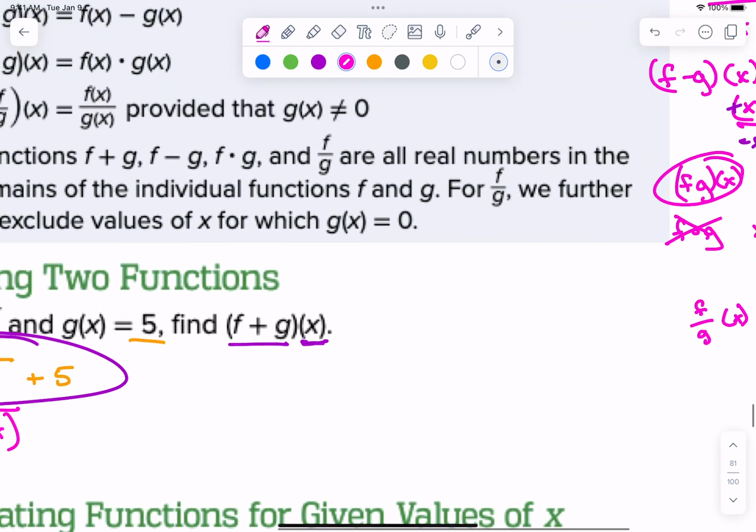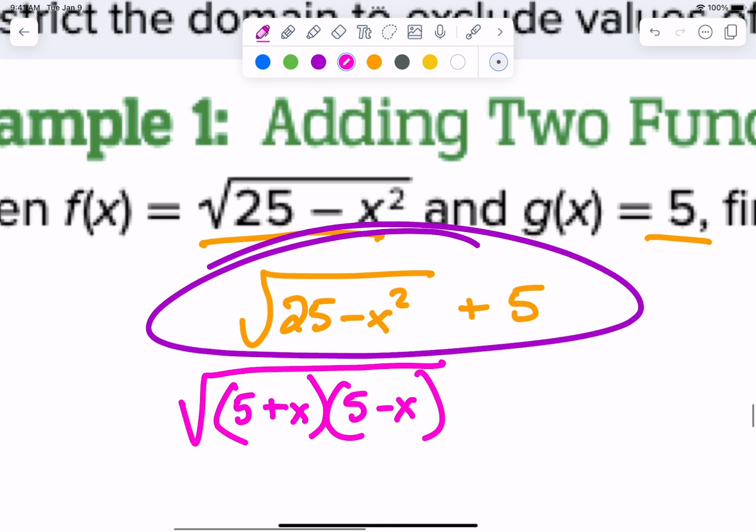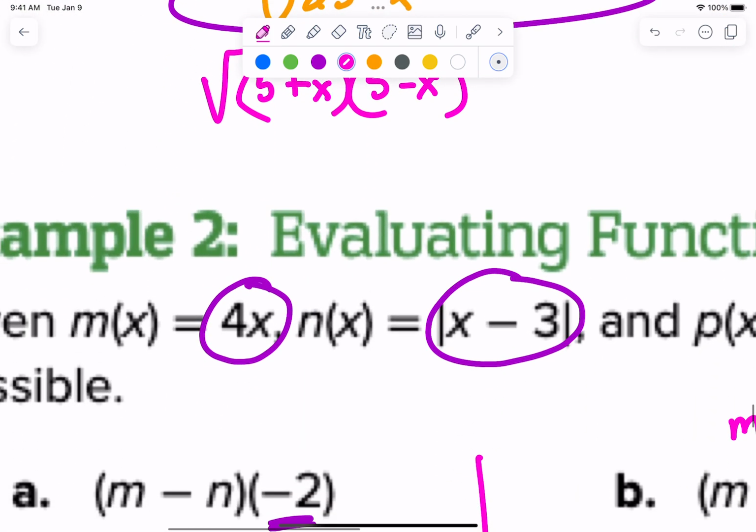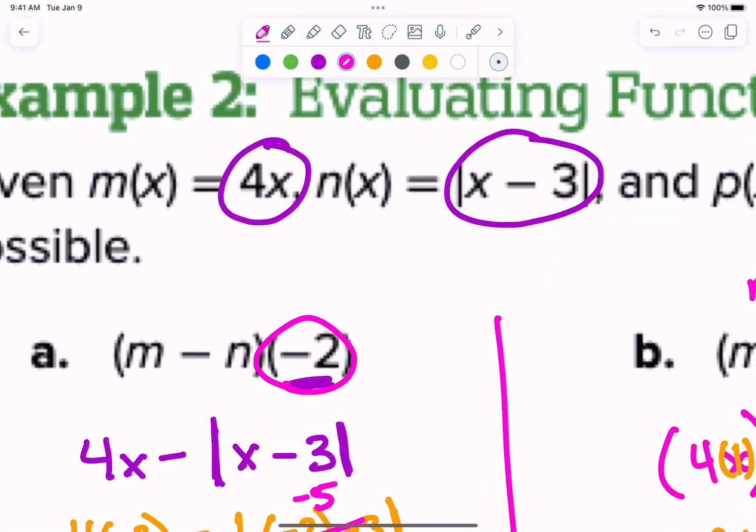If they leave it as x, so if they say f plus g of x, you just write it as an expression and x will be in your answer. But down here when they say plug a number in, you'll just plug a number in and you will get a number as your answer. Got it? Or no solutions, right?